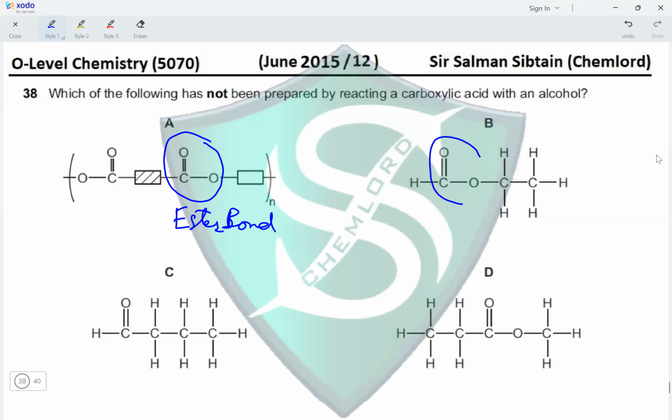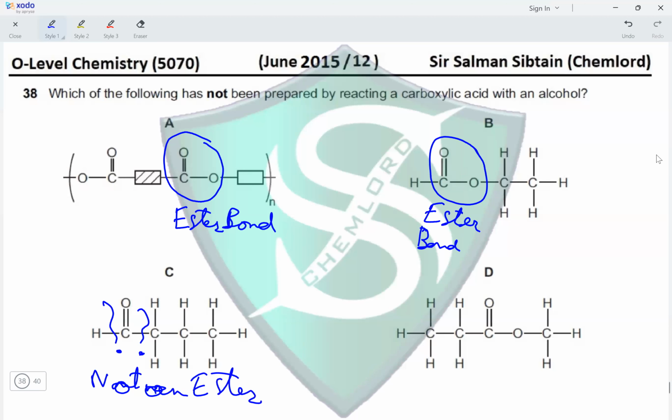In B, we also have found the ester bond. B is not the answer as well because presence of the ester bond indicates that this has been formed by a reaction of a carboxylic acid with an alcohol. In structure C, we have found a C double bond O group, but a single bond O is missing on either side. So this is not an ester. So option C should be the correct option. And in option D, we have found the ester bond. So D is also formed by a reaction of a carboxylic acid with an alcohol. So eliminating options A, B, and D, C becomes the correct option for this question.